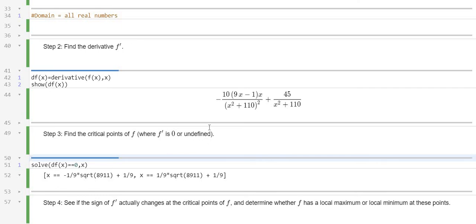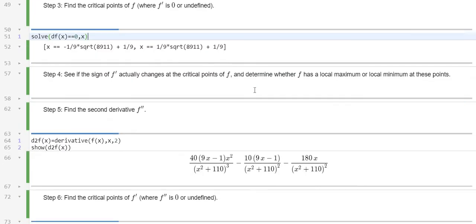Where is the derivative undefined? We'd have to check this formula, see if there's any domain issues. The only potential thing here is division by 0, but you'll notice that the denominator here is x squared plus 110, which is never negative. It's at least 110. This is at least 110 squared. We're never dividing by 0 here. So all we need to worry about for the critical points is where the derivative is equal to 0.